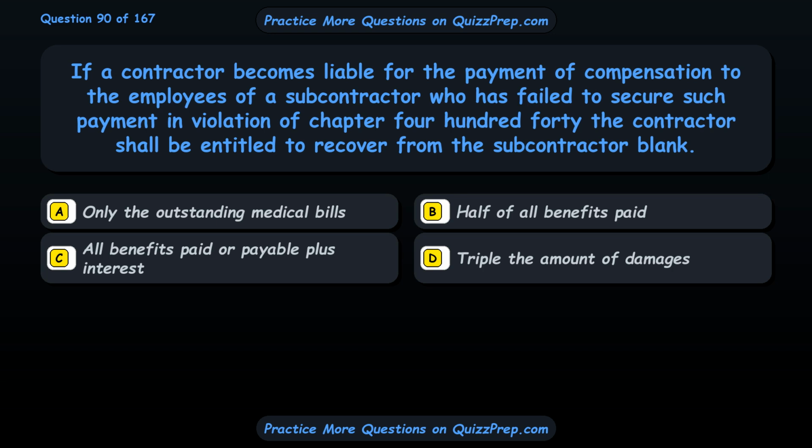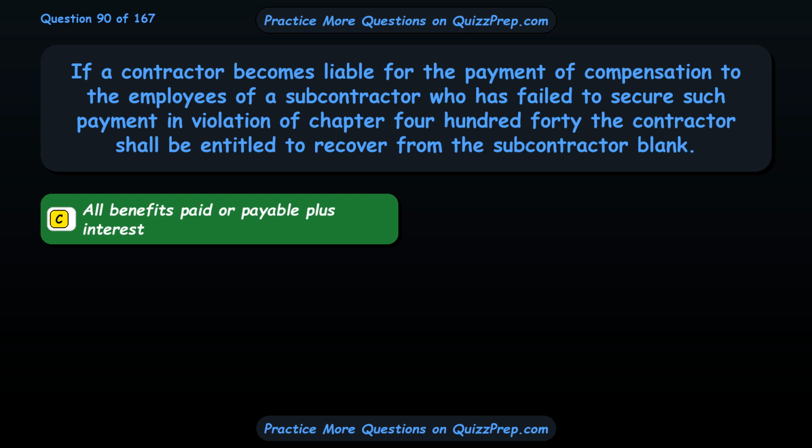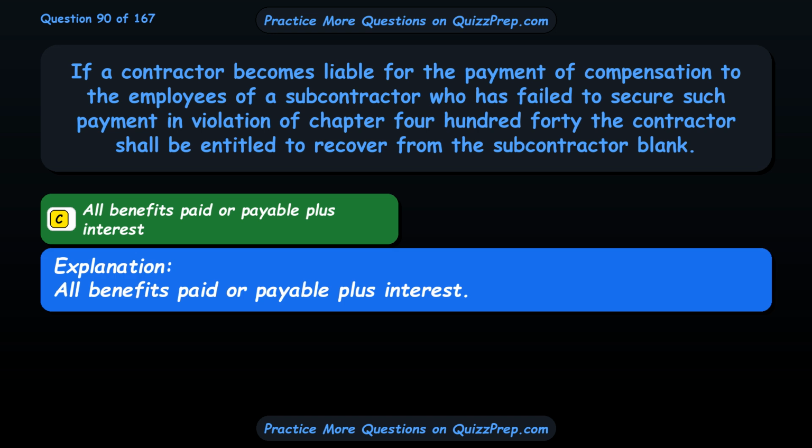Question 90. If a contractor becomes liable for the payment of compensation to the employees of a subcontractor who has failed to secure such payment in violation of Chapter 440, the contractor shall be entitled to recover from the subcontractor blank. Option A. Only the outstanding medical bills. Option B. Half of all benefits paid. Option C. All benefits paid or payable plus interest. Option D. Triple the amount of damages. The correct answer is option C. All benefits paid or payable plus interest.